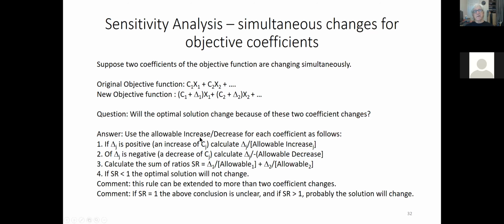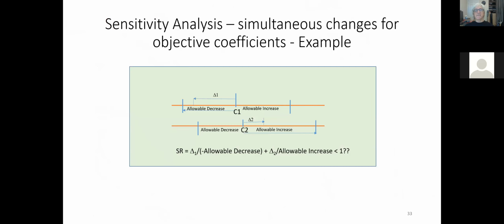You can read it here, but it's better to look at the following example that demonstrates what's on the previous slide. I'm showing you an example of simultaneous changes of two objective coefficients. The objective function therefore has x1 and then x2 and maybe more variables, but I'm focusing on the two coefficients that are changing. C1 is the current coefficient of x1, and C2 is the coefficient of x2.